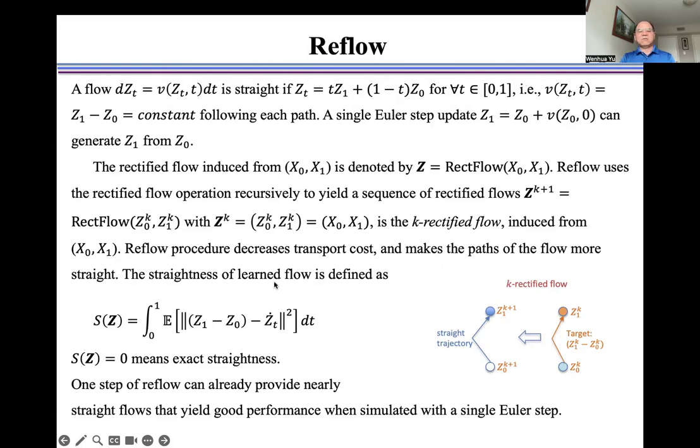The straightness of the learned flow is defined as here and explained in this figure. S(Z)=0 means exactly straight. One step of reflow can already provide nearly straight flows that yield very good performance when simulated with a single Euler step.